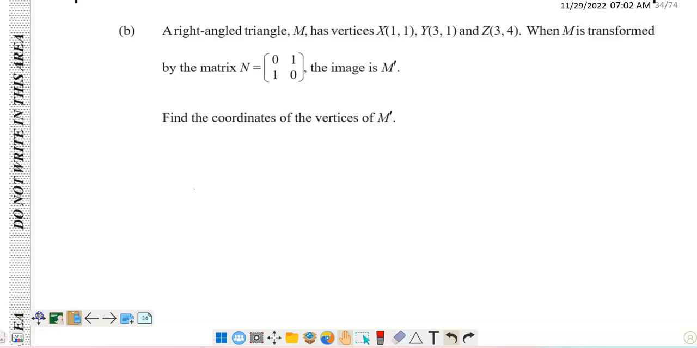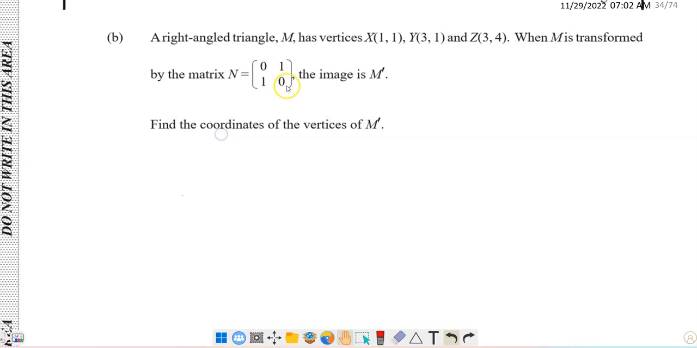Okay, so part B, we have a right angle triangle M, and we have the vertices X, which is (1, 1), Y, (3, 1), and Z, (3, 4). And it says M is transformed by the matrix N, which is [0, 1; 1, 0], and you're required to write the image of M.